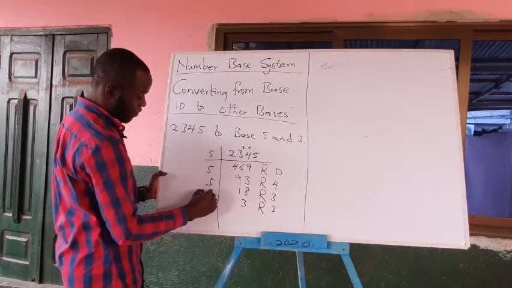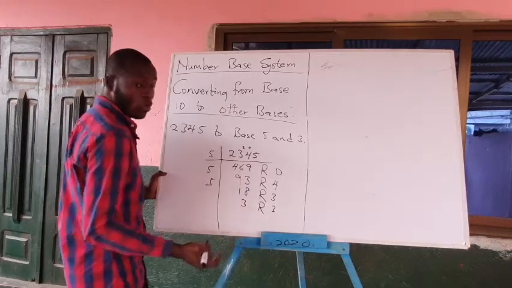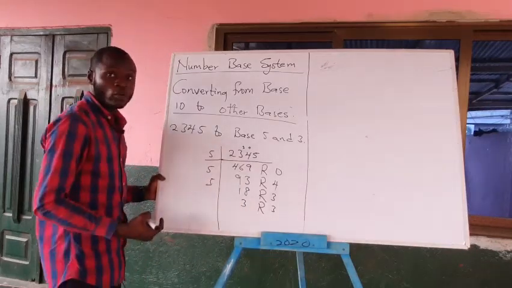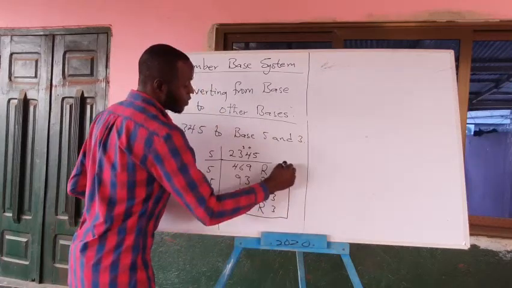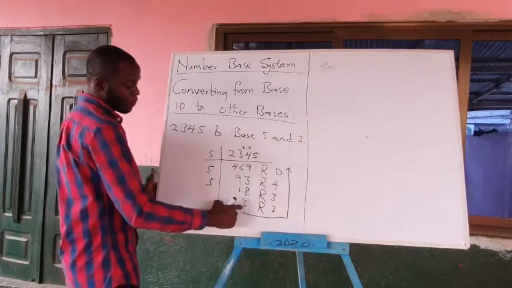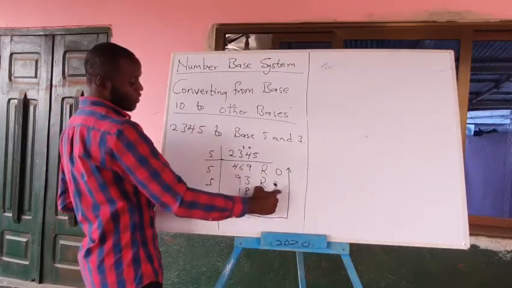Now 5. Can 5 go into 3? No, it can't go into 3, so we leave it like that. Then this will be the end of the solution. Okay, so now we start writing the base, the value from this place to the top. So we consider this 3, this one, this and that.